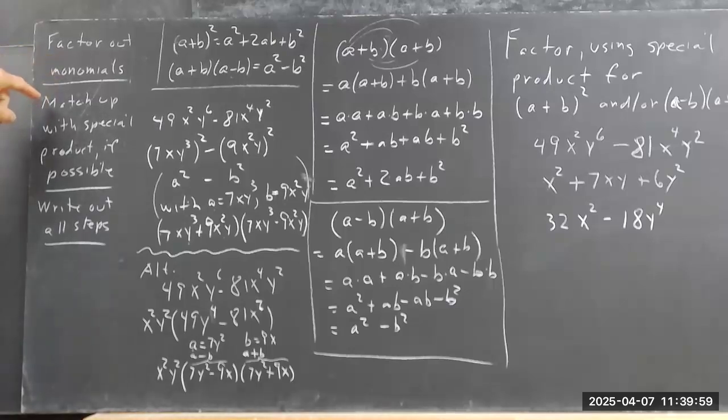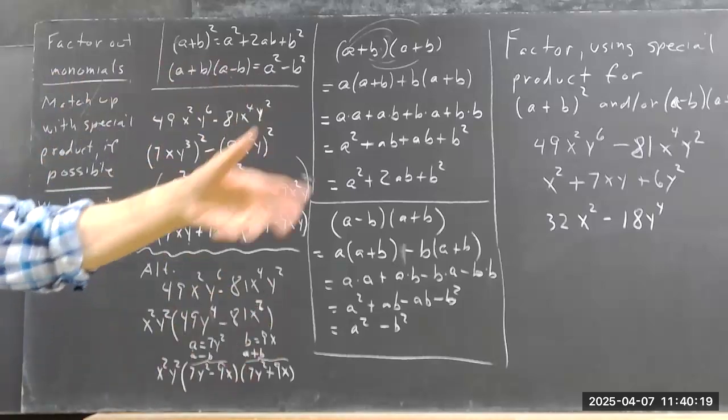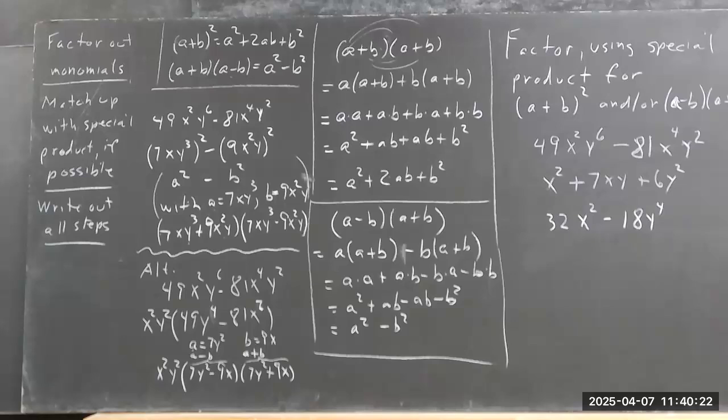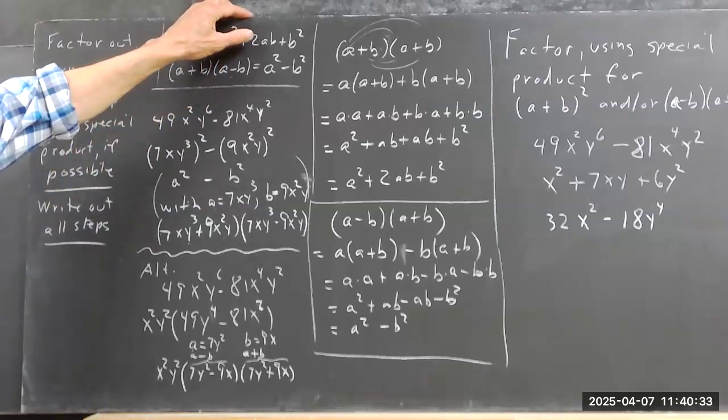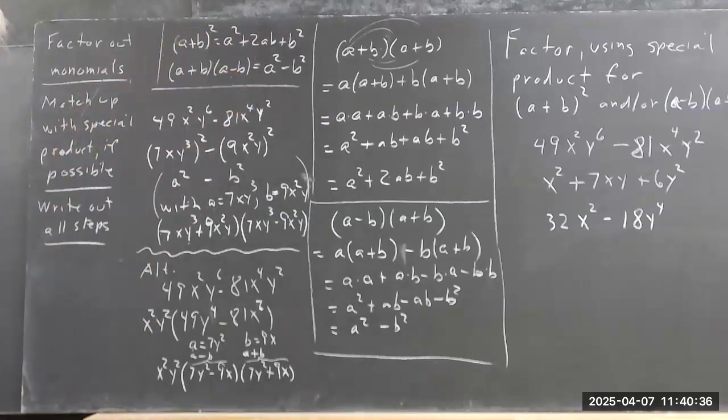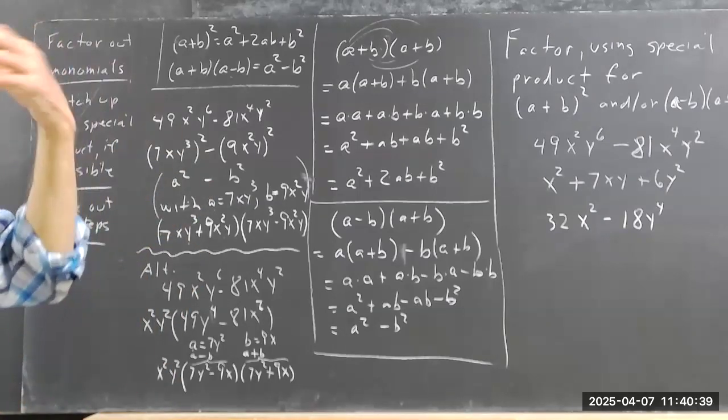Saying that is factor out the monomials, match up with the special product if possible, write out all the steps. Okay. Do that. You're going to find this isn't hard at all. After you beat your head against the concrete wall, it turns out that all of a sudden you see it. You're there, the wall collapses. Okay. And then you pretty much have it. And if you need it later, you might forget the details, but a quick review and it brings it back to you.